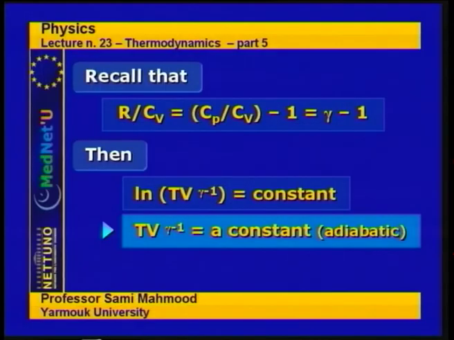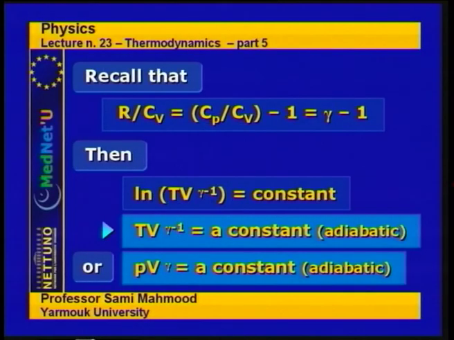And if we take the exponential of both sides of this equation, the exponential of the left-hand side is simply T times V to the power gamma minus 1, and the exponential of a constant is another constant, and we get the relation between these state variables of the ideal gas through an adiabatic expansion of the ideal gas in the form T multiplied by V to the power gamma minus 1 is equal to a constant, where gamma is the ratio Cp over Cv. And this is true for an adiabatic expansion of an ideal gas.